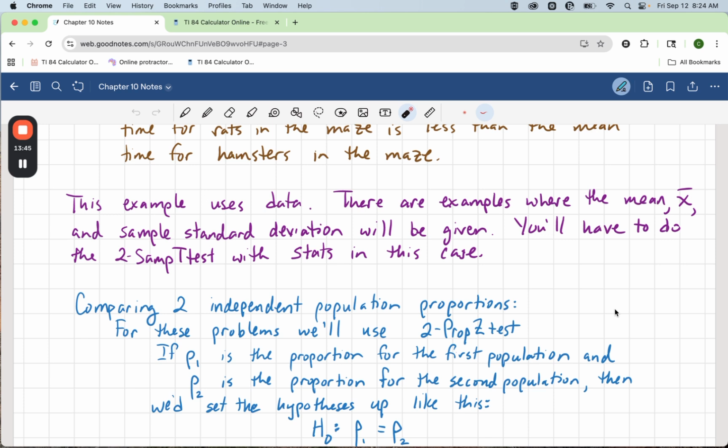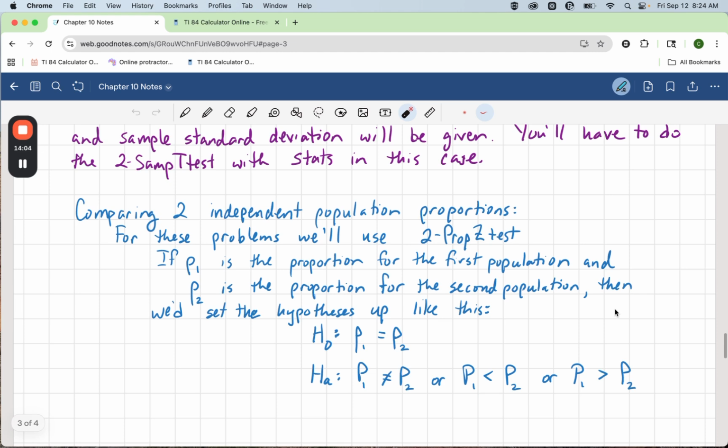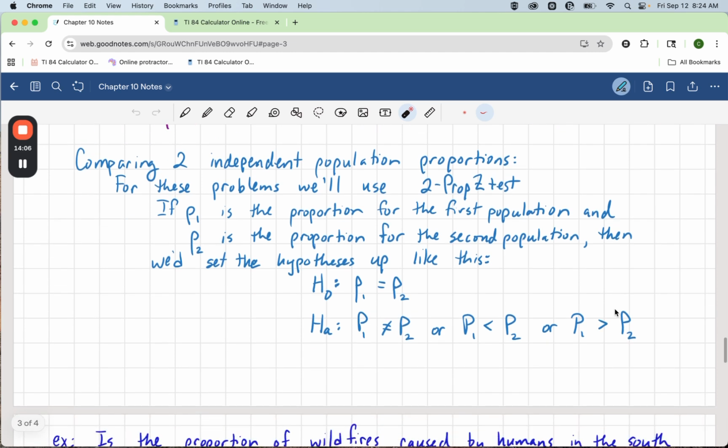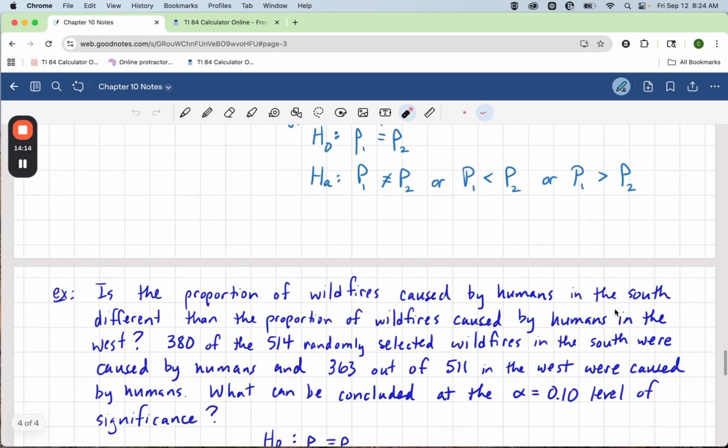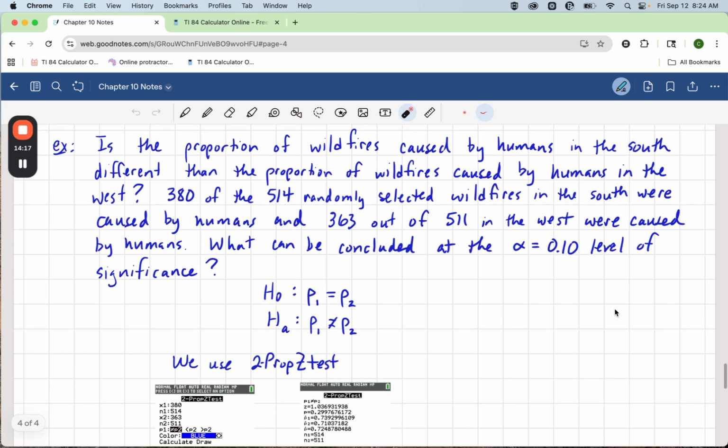All right, last kind of problem in this chapter, comparing two independent population proportions. For these problems, we're going to use the 2-prop-z test. So if P1 is the proportion for the first population and P2 is the proportion for the second population, then we set the hypotheses up like this. P1 equals P2 is the H0, and then you get your alternative with the does not equal, less than, or greater than. Okay. Is the proportion of wildfires caused by humans in the South different than the proportion of wildfires caused by humans in the West?